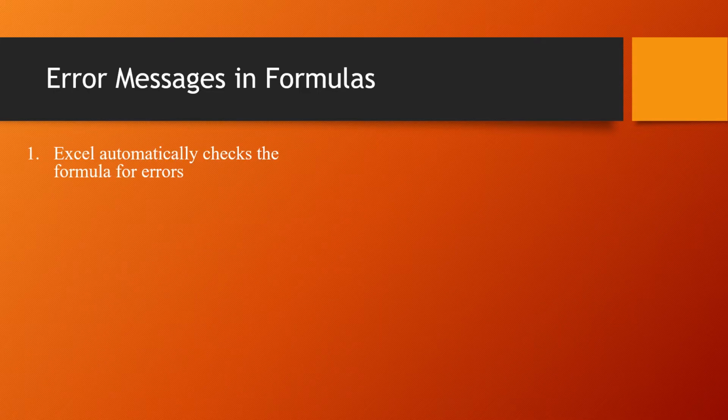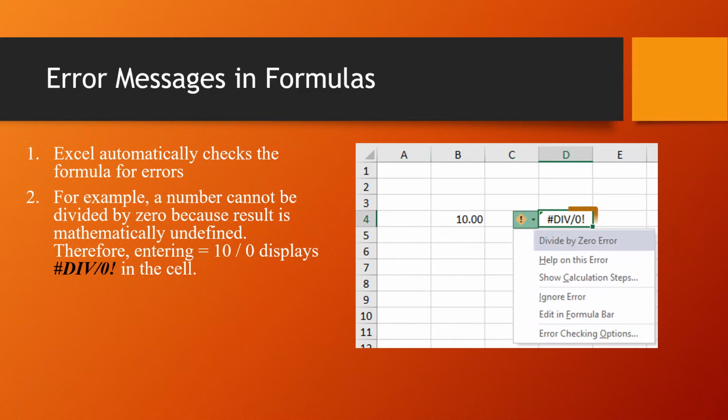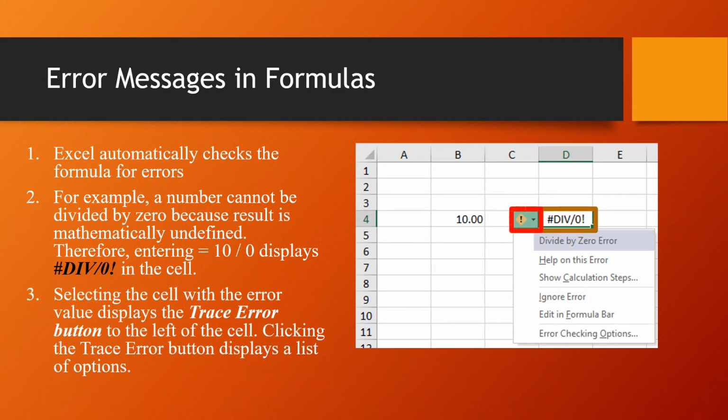The error message in formulas. Excel automatically checks the formulas that you write for errors. For example, a number cannot be divided by 0 because the result is mathematically undefined. Therefore, entering 10 divided by 0 displays an error in the cell. Selecting the cell, you will see the trace error button displayed to the left of the cell. Clicking the trace error button displays a list of options.